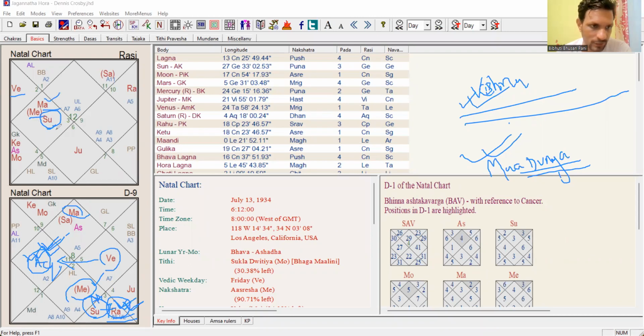Mars showing aggression, Sun showing ego, Mercury, we can say maternal uncle. So we can say that this native in a past birth may have done something, may have had an argument with the uncles regarding, we can say, property, because fourth house Mars can show property. Sun is involved, ego touches, and may have had some kind of fighting.